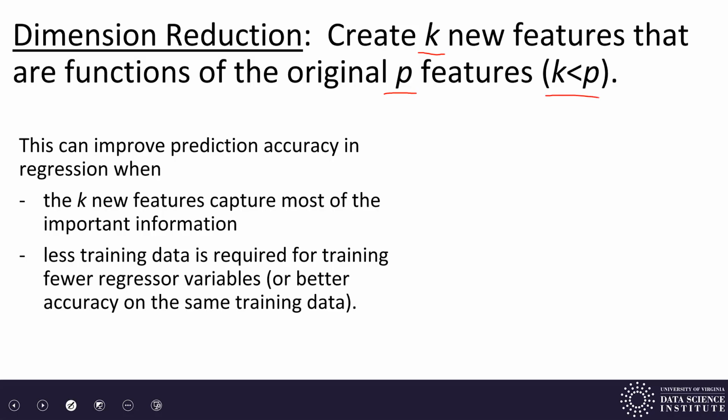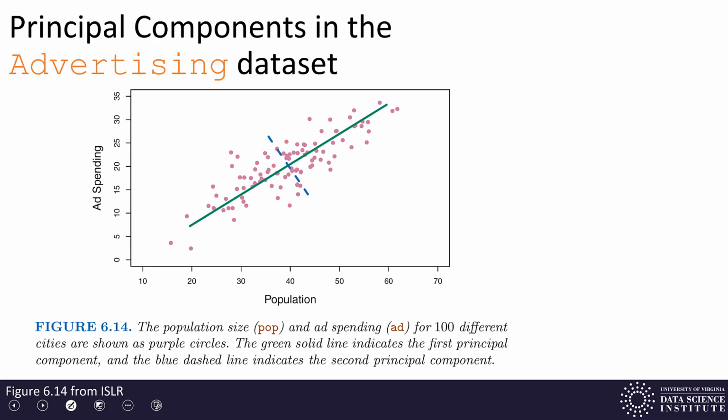Dimension reduction can be useful for improving prediction accuracy when those K new features capture most of the important information originally present in the original features. And one of the benefits of doing dimension reduction, less training data will be required for training when you have fewer features. It's a little bit of a reminder of how principal components work and what principal components are. We've talked about these previously in a previous lesson video.